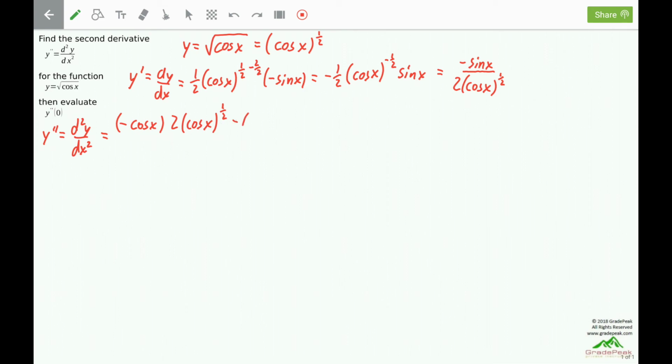minus the numerator left alone, times the derivative of the denominator. We'll start with the power rule, bring down the power, leave the inside alone, subtract 1 from the power, I will call that 2/2, and then multiply by the derivative of the inside to complete the chain rule. And all of this is divided by the denominator squared.